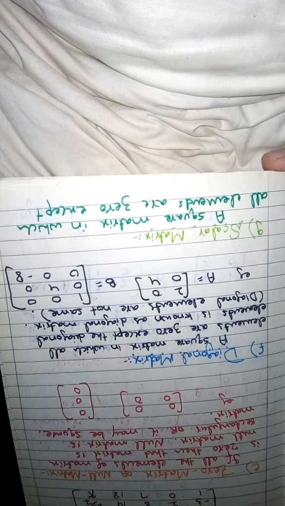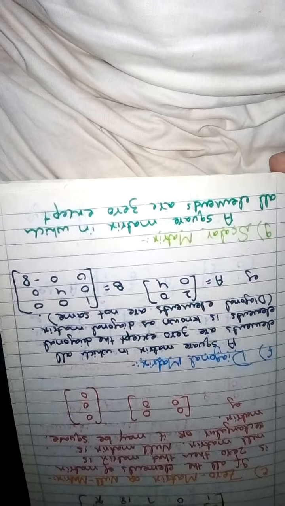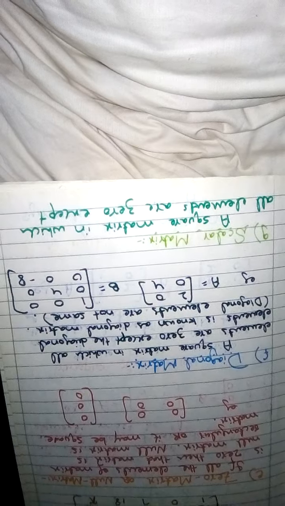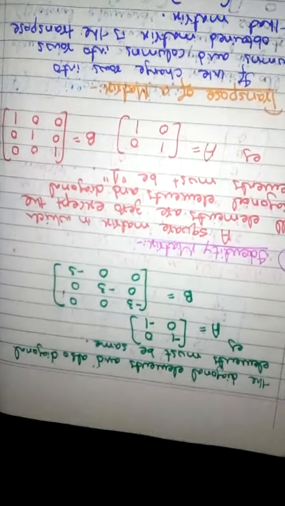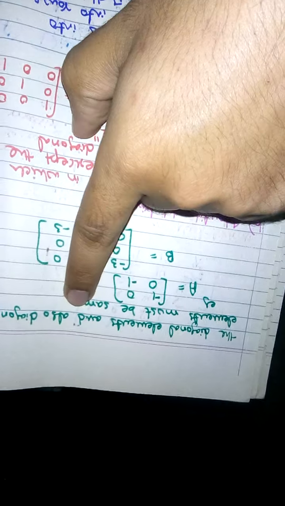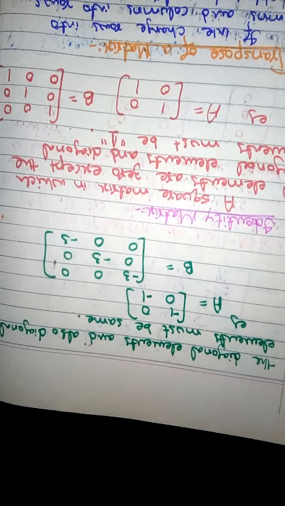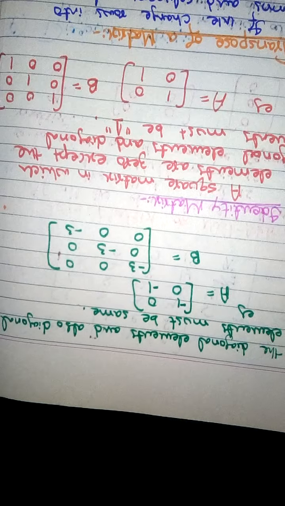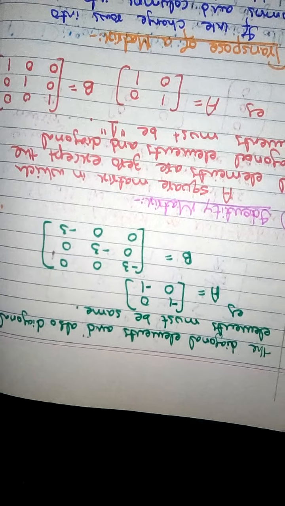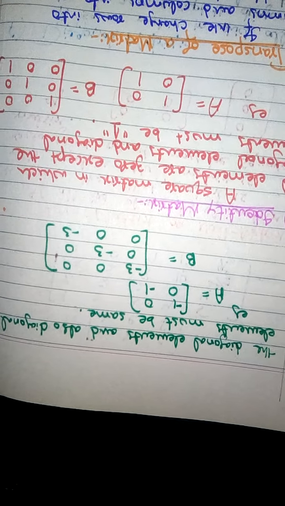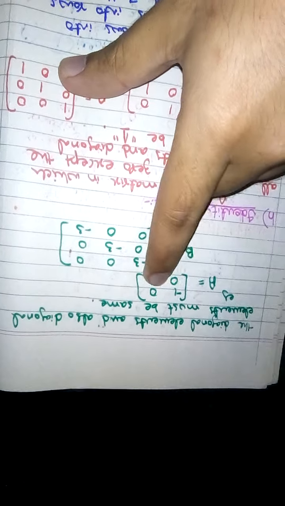The next topic is the scalar matrix. This matrix is also a square matrix, and in this matrix all elements are zero except the diagonal elements, and also the diagonal elements must be the same. In a diagonal matrix, diagonal elements are different, but in a scalar matrix the diagonal entries are the same.